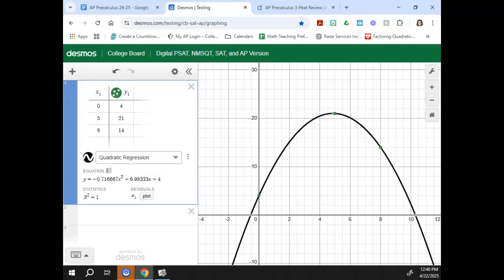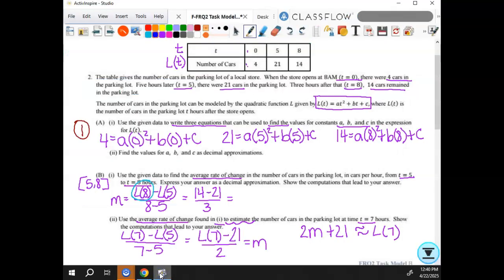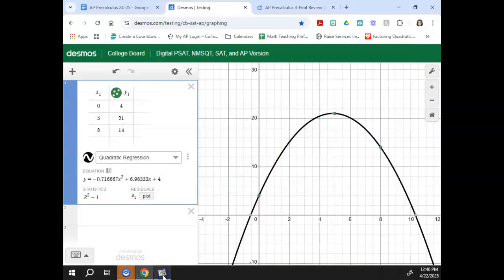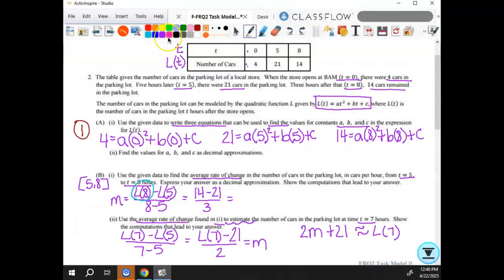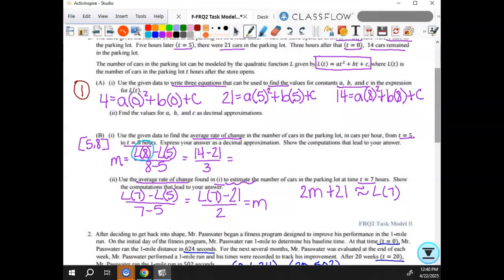And remember that when we had it right here, it was really obvious that C is equal to 4. And right here, C is equal to 4. If it's not, then that's kind of a cue that maybe you hit the wrong number, because I hit the wrong number a couple of times, but I caught myself as I was typing. But there's your A, B, and C that you can now write down as your second answer there. So A equals negative 0.71666. B equals 6.98333, and C equals 4.